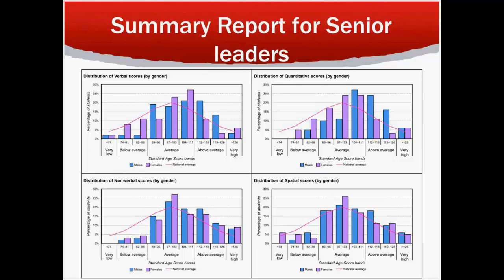This is a summary report for senior leaders. Now what this does is it's quite high level. It looks at the whole cohort, and it looks at the relative strengths and weaknesses of that cohort. So what we're looking at here is the top left is just the verbal scores by gender. We've then got top right is the quantitative scores by gender. We then look bottom left at their non-verbal scores by gender, and bottom right is their spatial scores by gender.